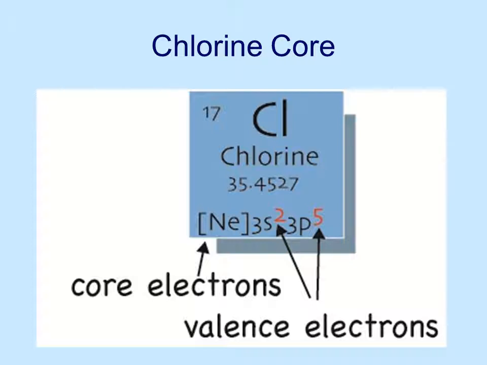Chlorine atom has the electronic configuration of neon, which is the next smaller noble gas, and it has 7 electrons in its outer shell. So there are 7 valence electrons for chlorine that get involved in bonding.